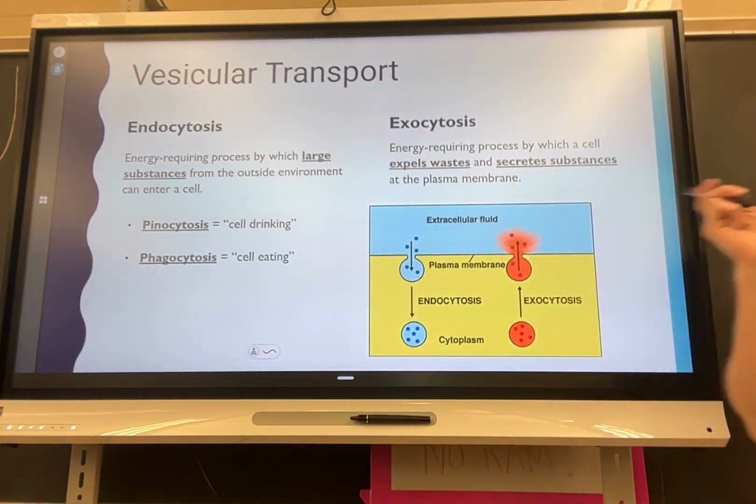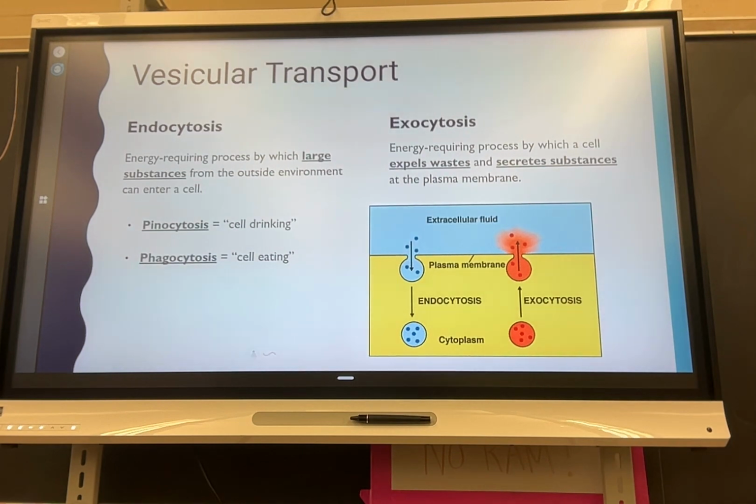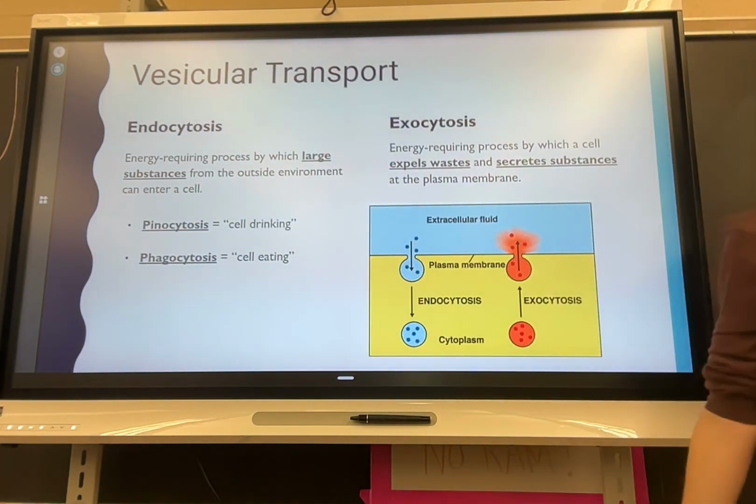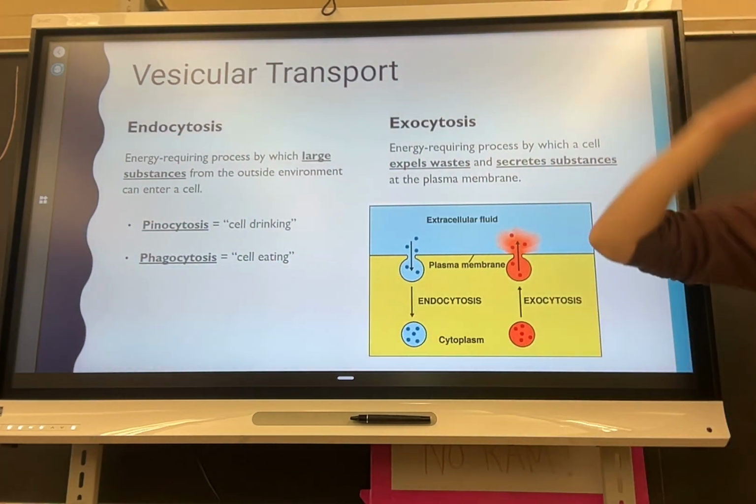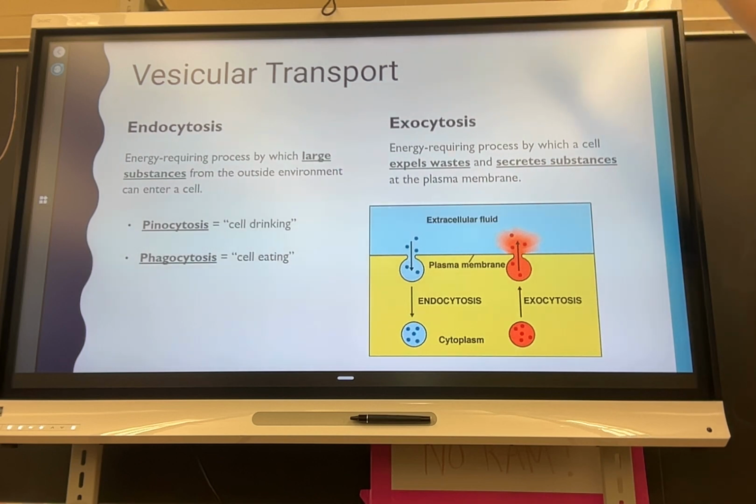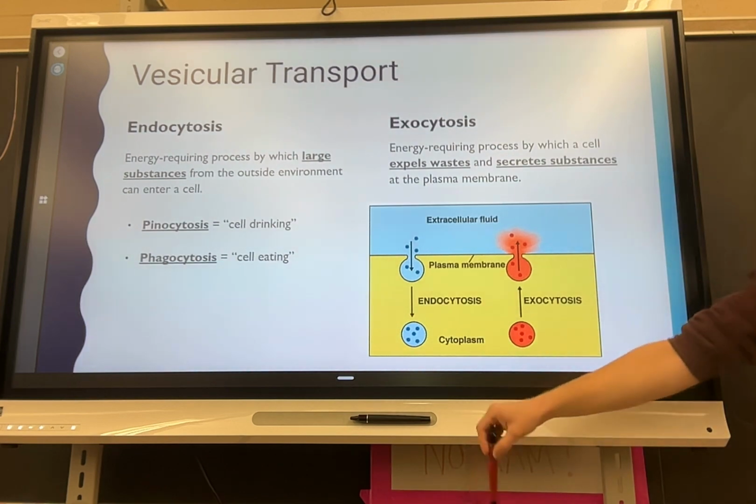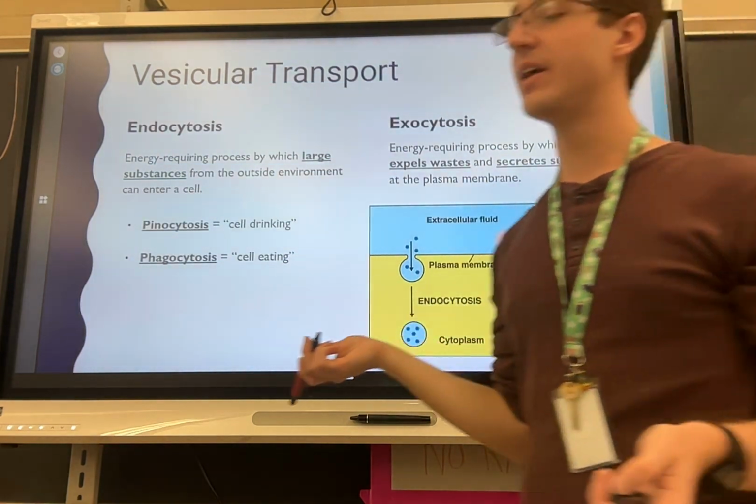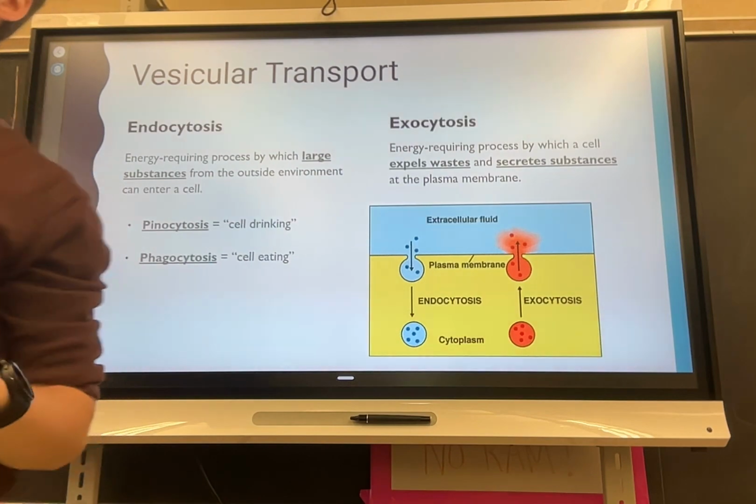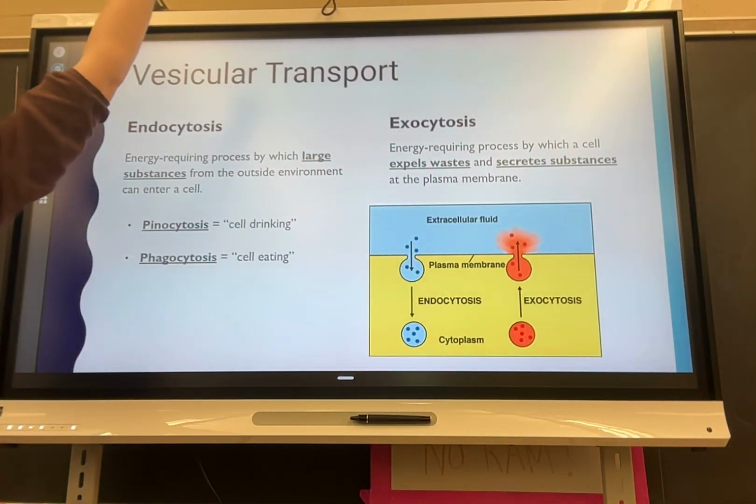So exocytosis then is going to be the exiting of particles from the cell. It's going to be the part where the cell expels waste. It goes to the bathroom. It lets loose a whole bunch of waste products. It could also be used to secrete different substances. For example, if we need to make a whole lot of hormones or something like that, we can use exocytosis to dump them all at once.